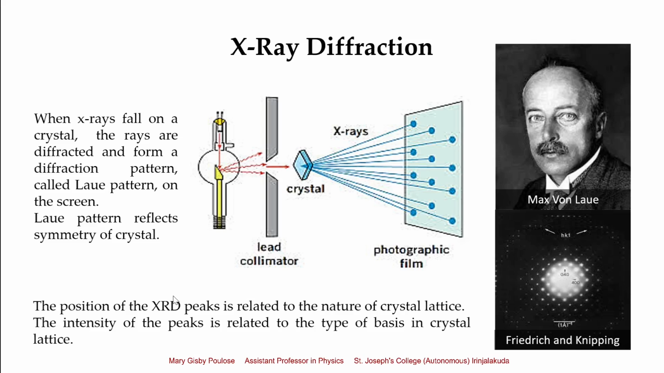The intensity of these peaks is related to the type of bases in the crystal lattice. So we have different peaks here, and the intensity of each of the peaks is dependent upon the nature of the bases, right? That is the nature of the atoms or group of molecules based at the lattice points.